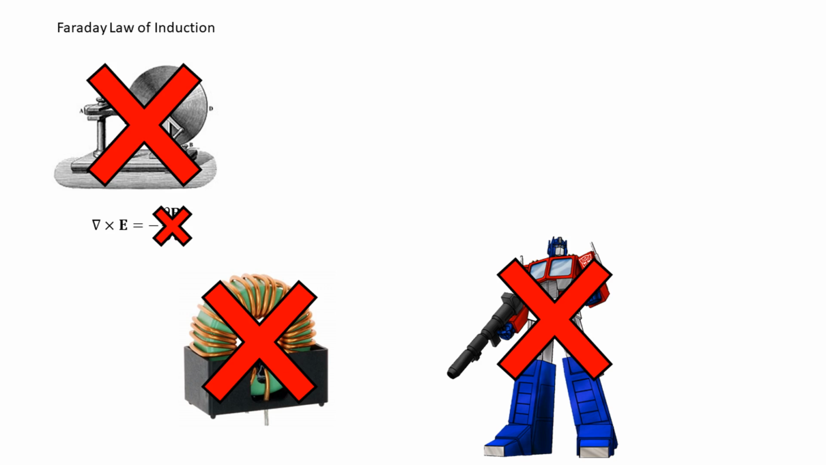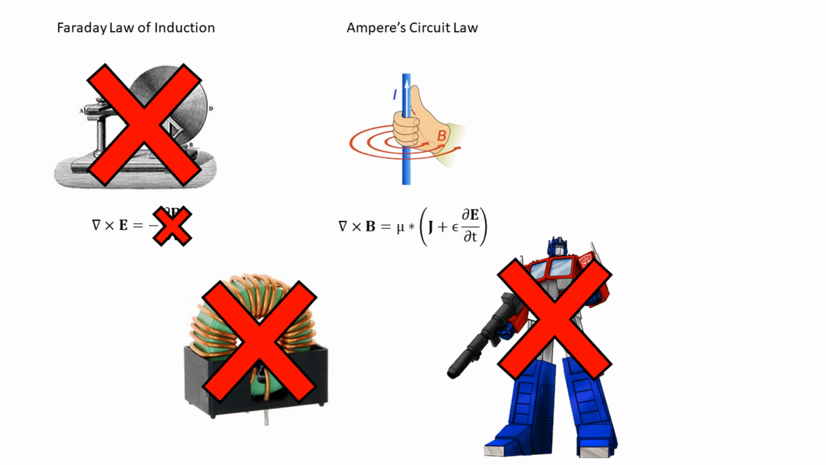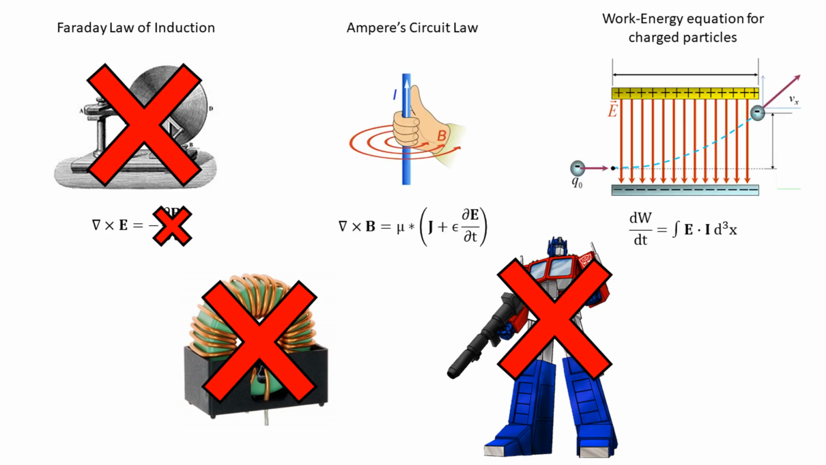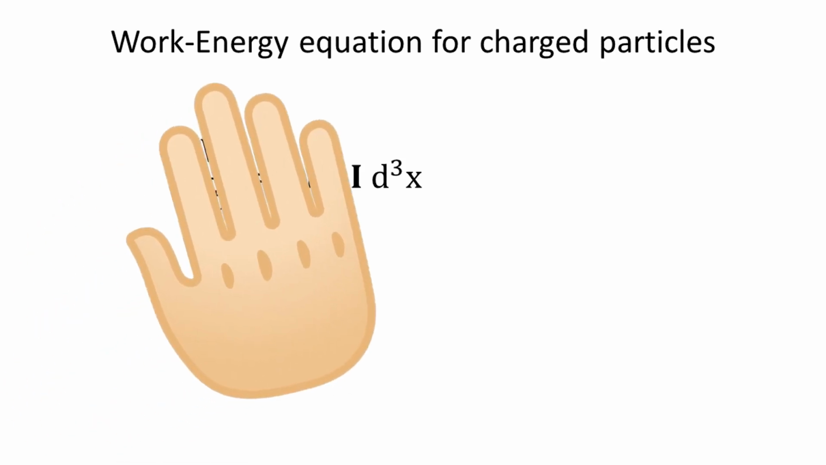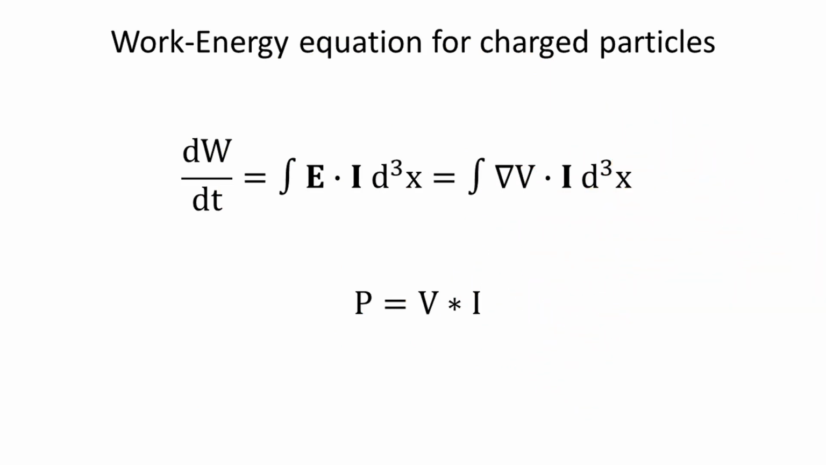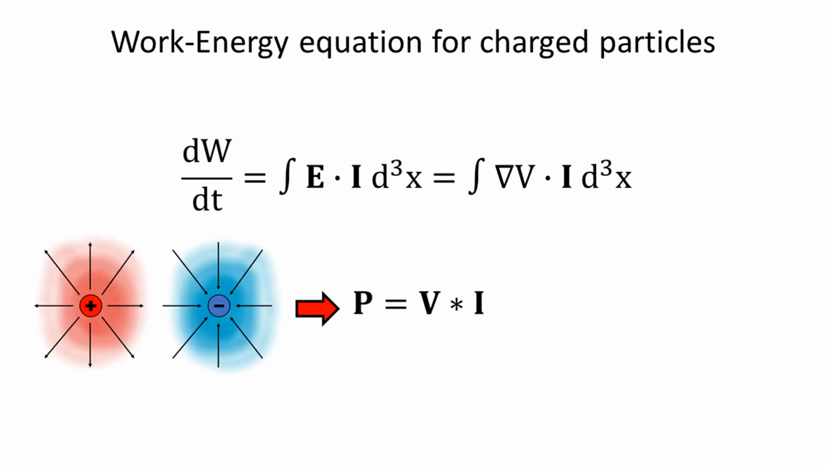The other 2 equations are Ampere's circuit law and the work-energy law for charged particles. This last equation states that the rate of work done on a collection of particles is given by the dot product of the electric field and the current density. And if you wave away all the fancy vector calculus notation, you end up with power equals voltage times current, which was the equation we just derived in the process of explaining circuits with the traditional model.